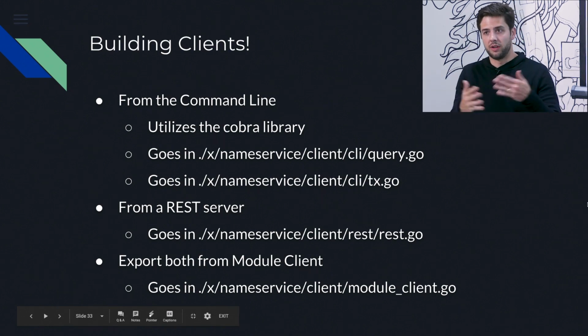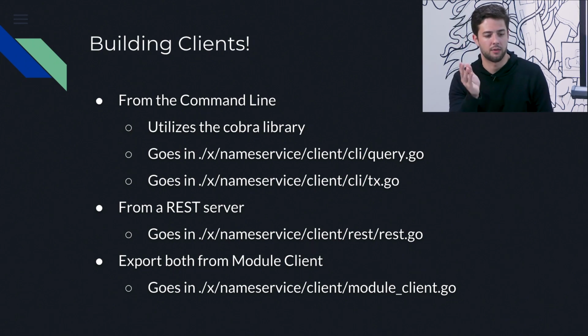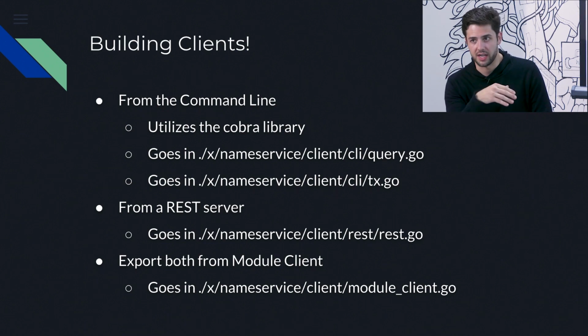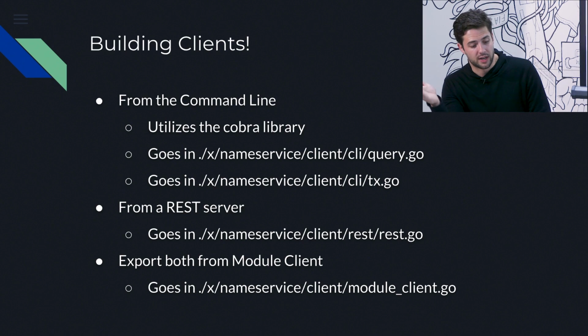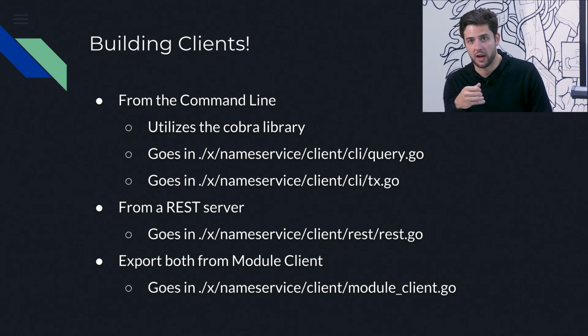So we're going to create a couple of files here. Obviously, our user interface here is these queries and these transactions that we've created. So we're going to create a client folder, CLI, and then a query and a transaction.go. And then the REST server would go in client REST, rest.go. There's an abstraction within the SDK called the module client, and this allows you to export all that functionality from the module in a way that's easy to wire up at the end, and I'm happy to dig into details there because I wrote that code.